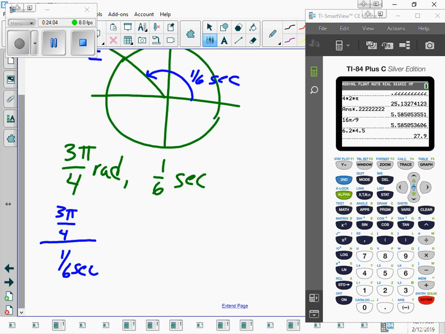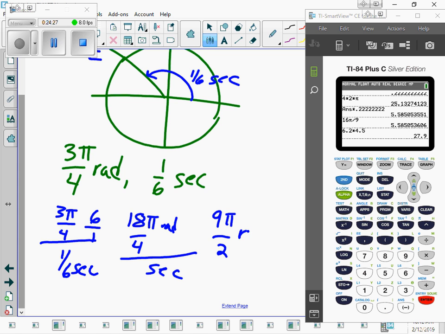What do I do? Invert, multiply, 6 over 1. So 3 times 6 is 18. So 18 pi over 4 radians per second. We simplify that down to 9 pi over 2 radians per second. What does that mean?